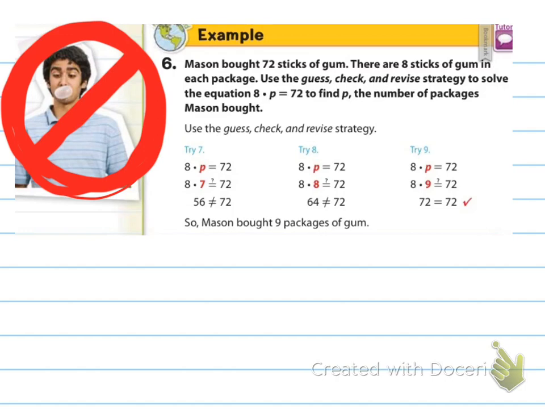All right, so how many sticks of gum? It's going to be 8 times what equals 72. You can guess and check by throwing a couple numbers in there. 7 would make 56, not 72. 8 would make 64, not 72. But 9 packs of gum would make 72 pieces altogether. So 9 packs of gum is the correct answer.